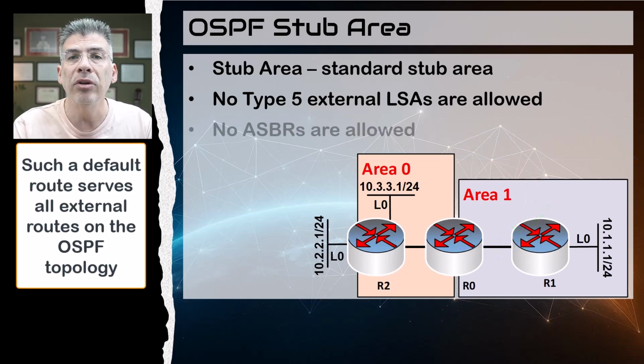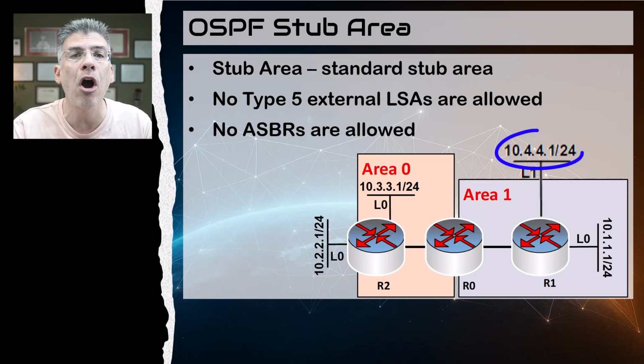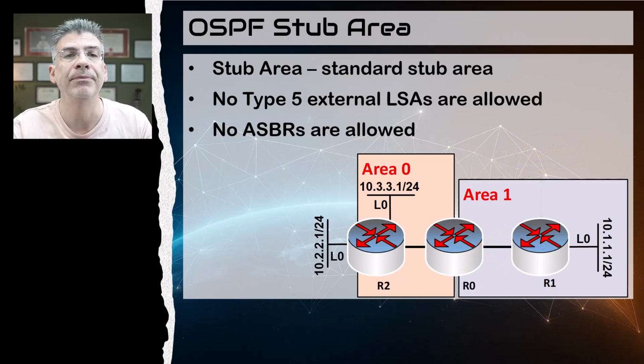The second rule is that no ASBRs are allowed within a stub area, such as Area 1. So we would not be able to redistribute an external route on R1 into OSPF because that would make R1 an ASBR. If we did that, the network would not be advertised to the rest of the OSPF domain.